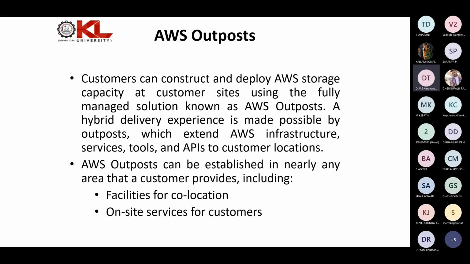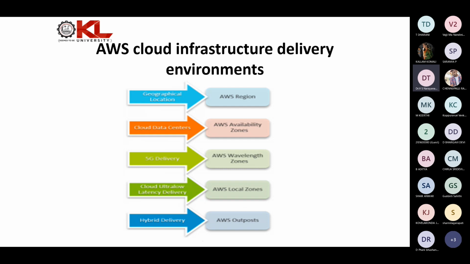Such virtual assessments might be provided by using the APIs. And AWS Outposts can be established nearly in any area that the customer provides, including facilities for co-locations and on-site service for the customers. See, in the meanwhile, what we'll call API designing involves a sequence of specifications, and then which service can match.